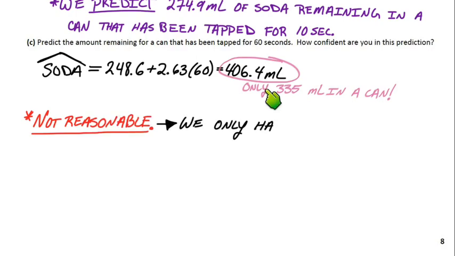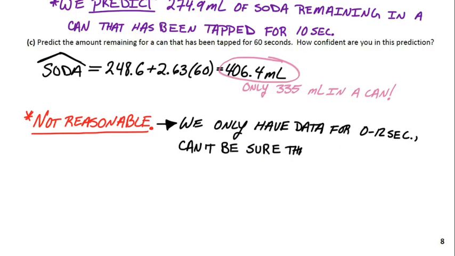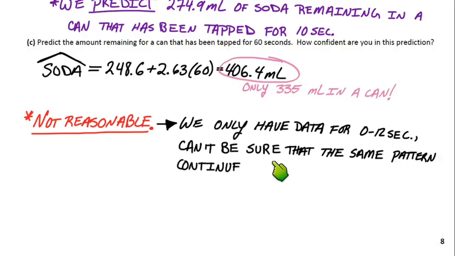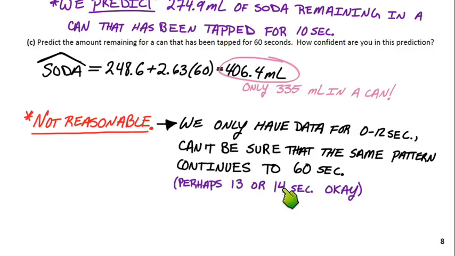Not only does it give you more milliliters than are in a can, but the bigger issue is we don't have data beyond 0 to 12 seconds. So we only have data for 0 to 12 seconds. We can't be sure that the same pattern continues out past that to 60 seconds. So maybe at 13 or 14 seconds I could give you a reasonable prediction. That'd be okay. But not to 60 seconds. That's a bad practice. That's actually called extrapolation. And we'll get to that definition. That's our last definition for the notes.